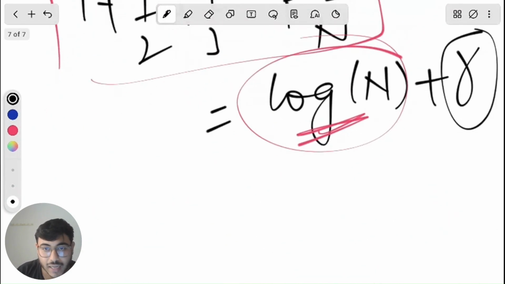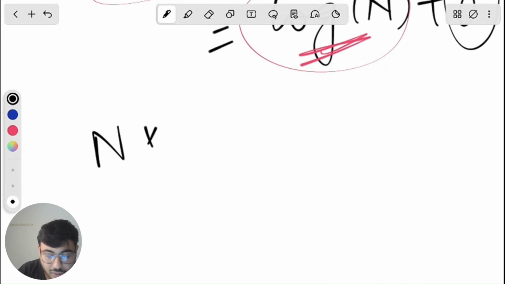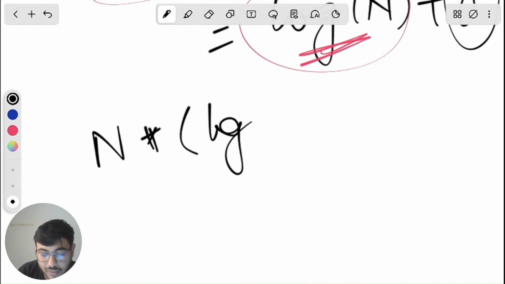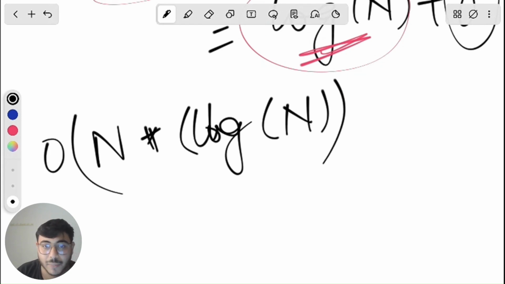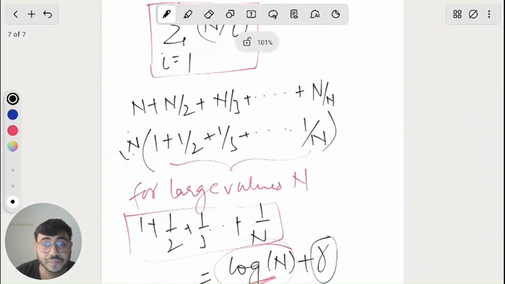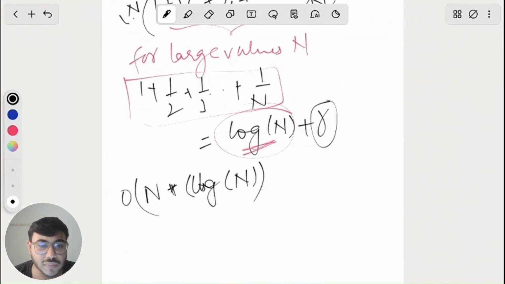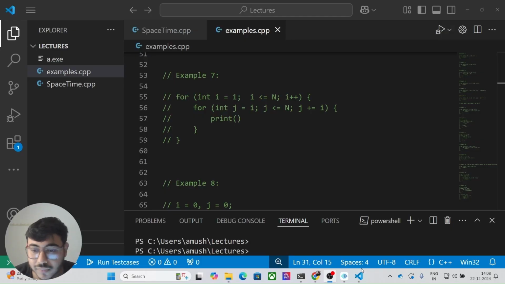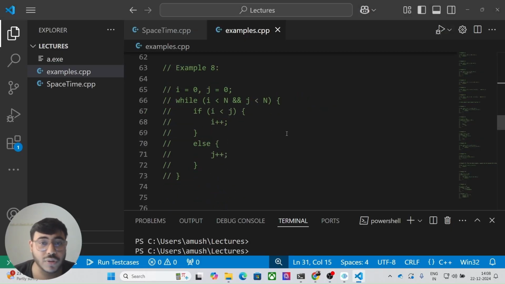Hence, our time complexity becomes what? It becomes n into log n. So for example number 7, the runtime was what? Your runtime was n log n, right? So this was a nice one. Okay, let's go to the next case. Next we have question example number 8.